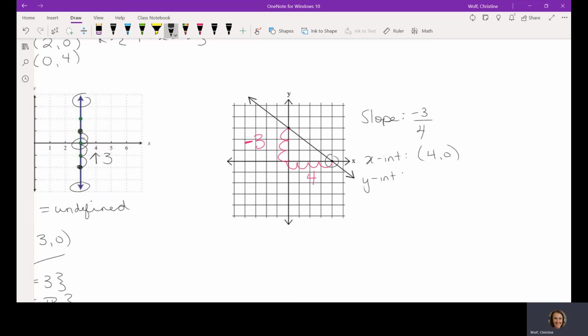Y-intercept, where does it cross the y-axis at? It crosses there at positive 3. Done. Domain, I have arrows on both ends, so I have no idea how far left or how far right it goes. That's that guy. Range, same thing. I have no idea how high or how low it goes. It goes on forever. All right.